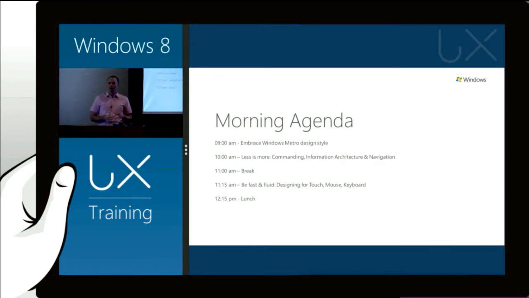We'll then take a quick break to allow you to get something to drink, grab a coffee, and then we'll be back with JK, who will be talking about designing for touch, mouse, and keyboard. We'll then have a 45-minute lunch, and then once we come back from that, Jason will be in the room talking about animations and how to be fast and fluid. Charing, Justin, and David will then be talking about snapping and scaling beautifully and designing apps with adaptive layout.